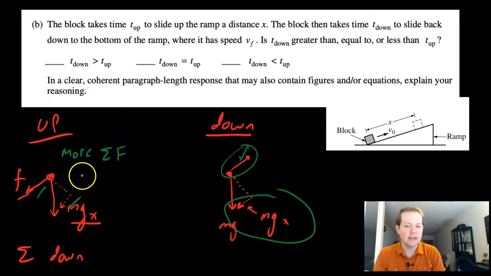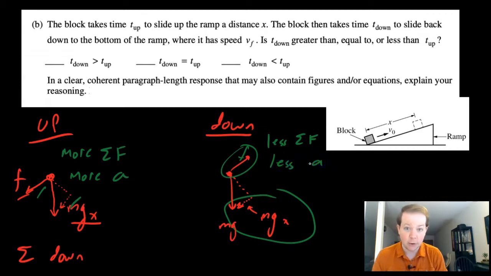So there's more net force going up. Well, by Newton's second law, that means there's more acceleration acting up. Here, there's less net force. Therefore, by Newton's second law, there's less acceleration. And then, AP assigned 2 points for discussing velocity and speed.